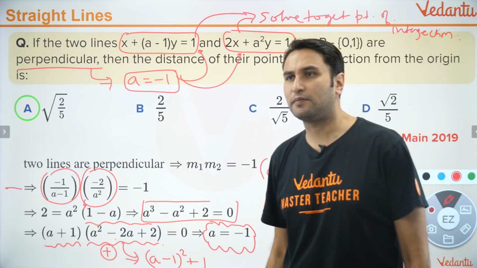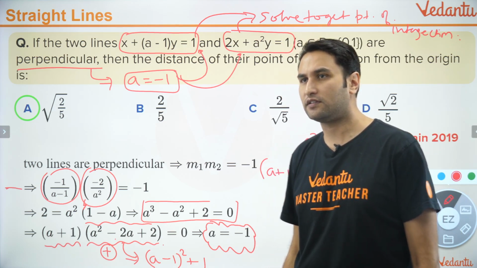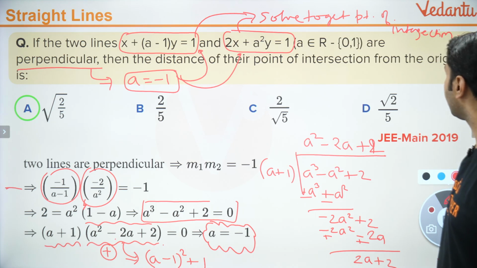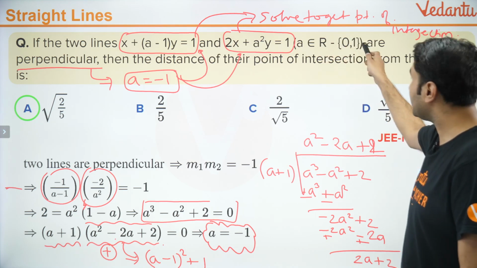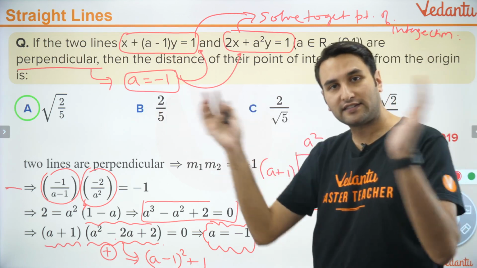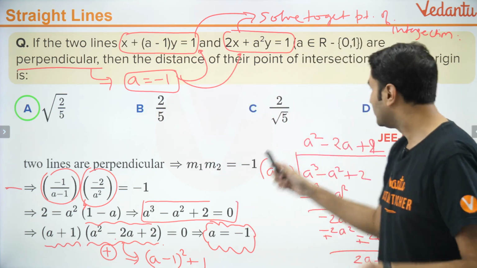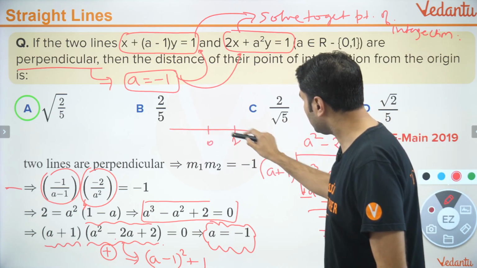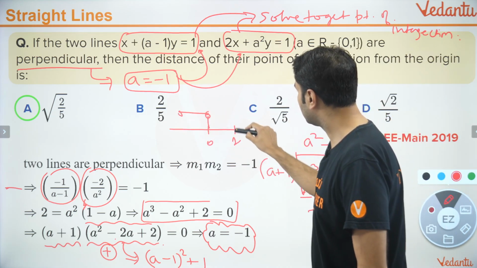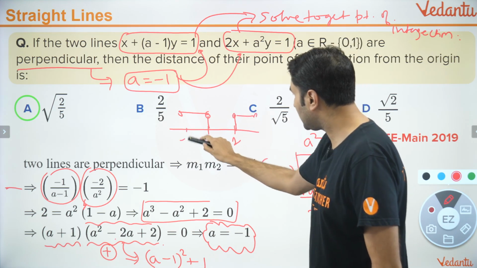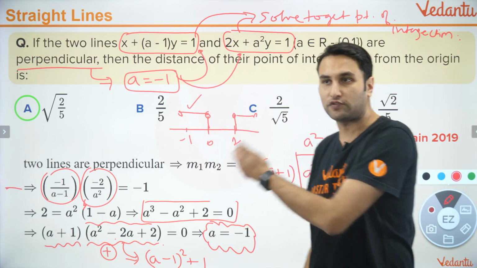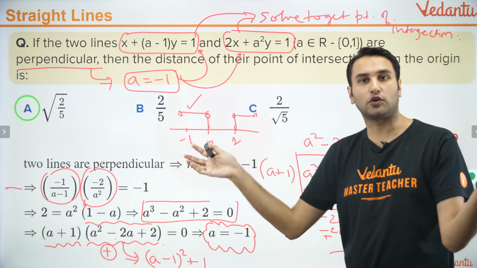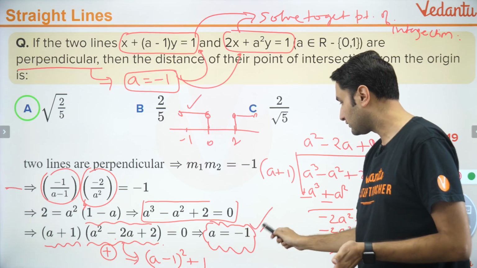Sir, but it is given that a is not in 0 to 1, then -1? Arey, a belongs to R minus 0 to 1, meaning all reals except 0 to 1. So what is the problem? What is R minus 0 to 1? It is all the values except 0 to 1. So it can definitely be -1. Don't get confused. A can be all the real values except 0 to 1.